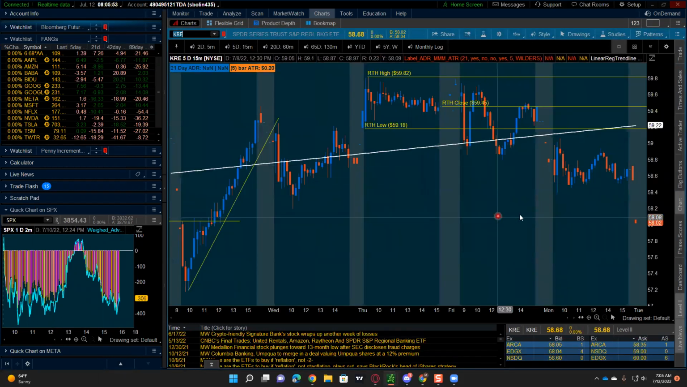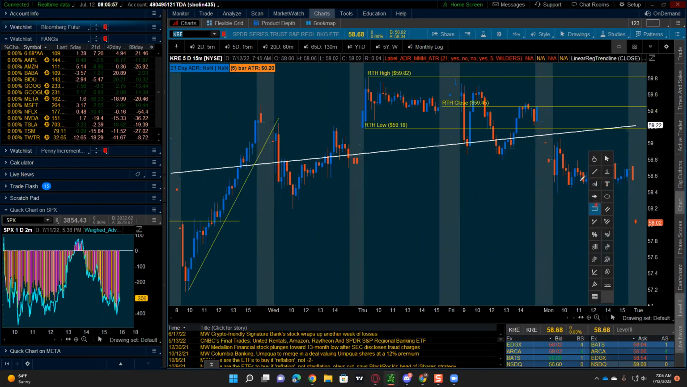And so here was KRE for an example. We came up off of that low and we failed to get a new high on the day. In fact, we pretty much failed at the high of the 15-minute candle.